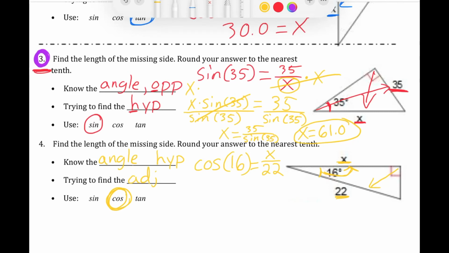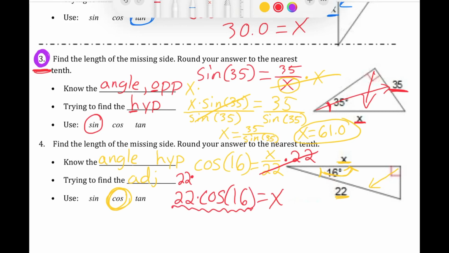We're going to get x by itself, so we want to, let me change color so you can really see it. We're going to remove the division of 22 so x is by itself, so multiply by 22 on both sides. We get 22 times cosine of 16 equals, 22s cancel out, we get x. Then all of this on the left side gets put into the calculator, and we get x equals 21.1, and that is our answer.